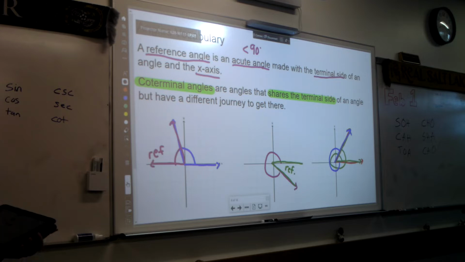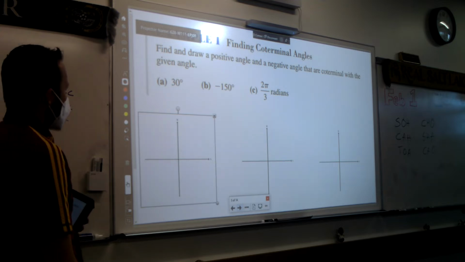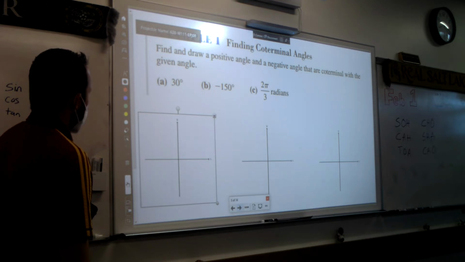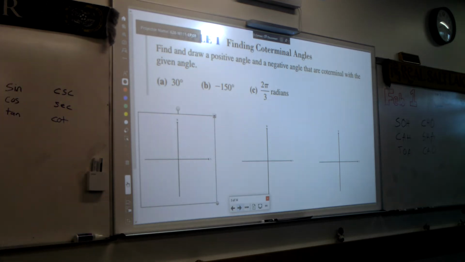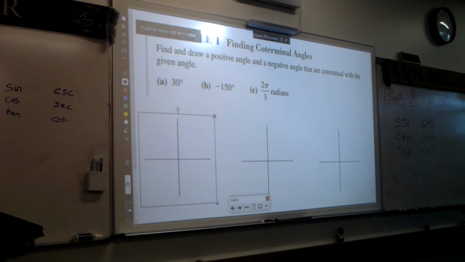Okay, cool. Now, I think the rest of these are in your notes. So this says, find and draw a positive angle and a negative angle that are coterminal with the given angle. I'm going to help you on A, it's 30 degrees, okay? When I say I'm going to do it, I mean I'm going to have Gabby help us out with it. Gabby, how would I draw a 30-degree angle?